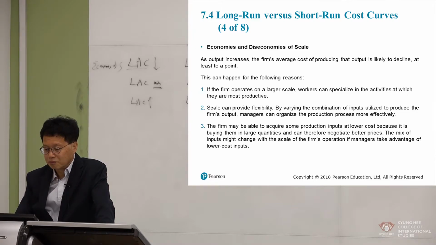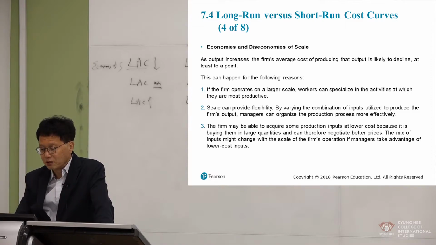Number 2, scale can provide flexibility by varying the combination of inputs utilized to produce the firm's output. Managers can organize the production process more effectively if there is some scale. Number 3, the firm may be able to acquire some production inputs, for example flour or sausage, at a lower cost because it is purchasing them in larger quantities than before, and therefore can negotiate a better price. The mix of inputs might change with the scale of the firm's operation if managers take advantage of low-cost inputs.